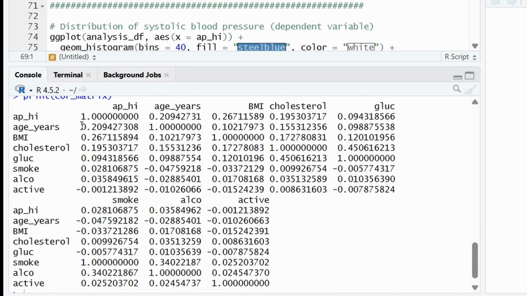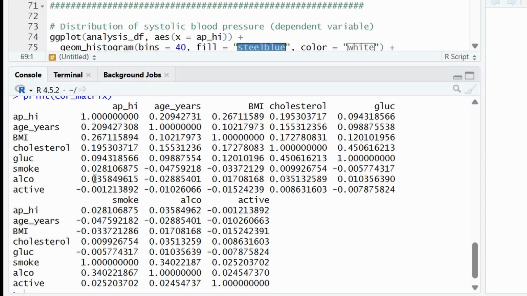Starting with our outcome, AP_HI, systolic blood pressure, it has a moderate positive correlation with BMI, 0.267, and age, 0.209, meaning higher BMI and older age tend to be associated with higher blood pressure. Cholesterol also shows a smaller positive correlation, 0.195, with blood pressure. Glucose, smoking, alcohol, and activity have very weak correlations with blood pressure, suggesting minimal linear association in this dataset.